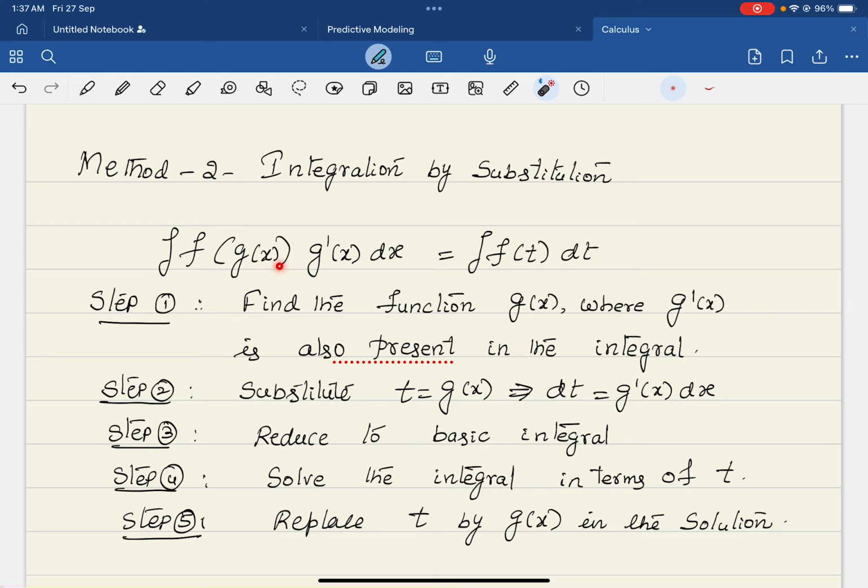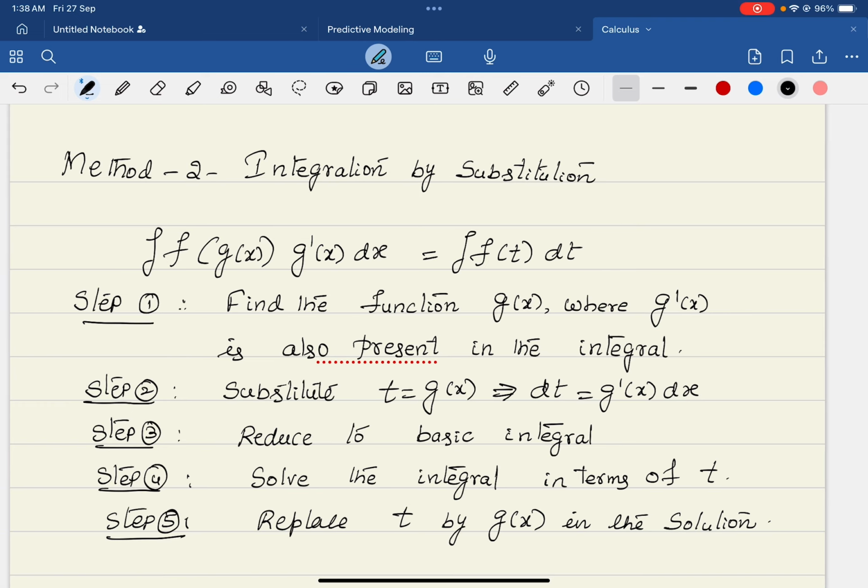For example, if you have cosine x here, then sin x should be present in the integral, and then we can take the substitution. Now substitute t is equal to g of x, so that the derivative of t is g dash of x dx. Now reduce to a basic integral. Now solve the integral in terms of t. Once you get the solution, replace back what we took as g of x equals t. So replace t by g of x in the solution. These are the steps involved to solve an integral by the method of substitution.